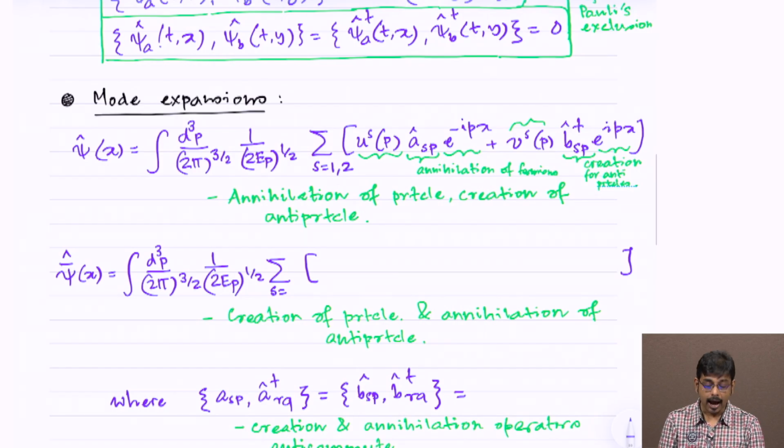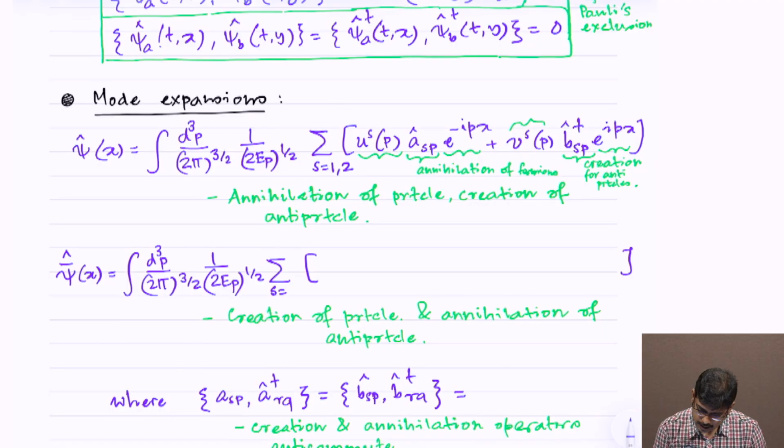So, similarly, I can do the mode expansion for the psi bar. This hat, you remember, is to make sure that this is now the field, but the field has become an operator after you have written it in terms of creation and annihilation operators. So, once again, what will be psi bar hat? That will be sum over S equal to 1, 2.